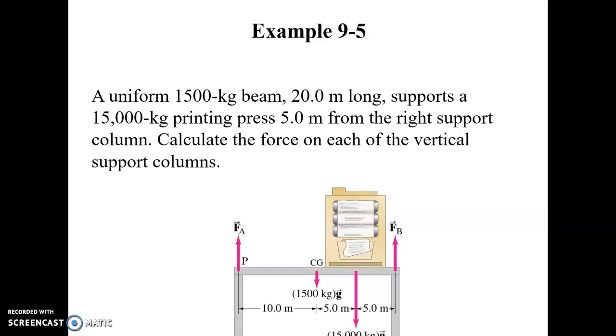I think I'm going to stop this video right here. The software I use limits my video length to 15 minutes, and it looks like I'm a little over 12 right now. I want to make sure that I can go through this next problem uninterrupted, so we'll pick up on example 9.5 in the next video.